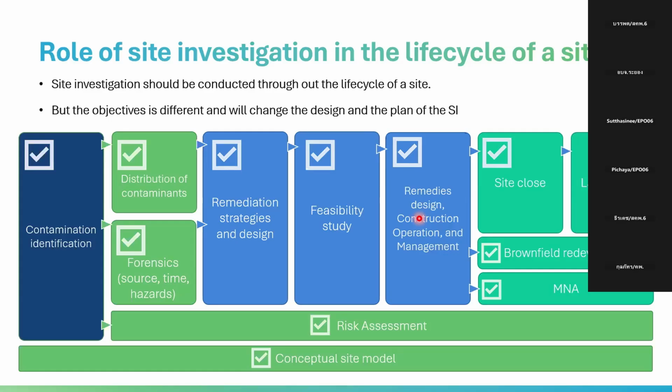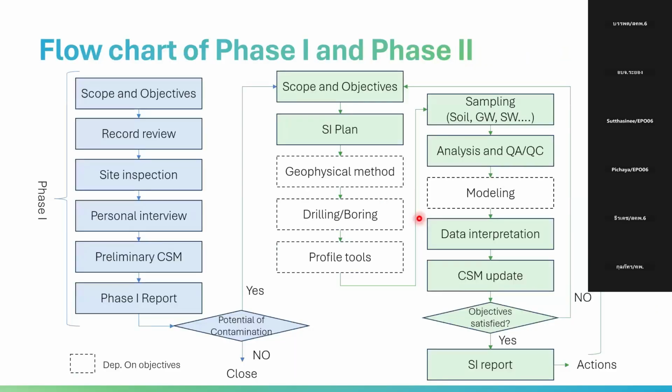So it's a totally different idea for doing the site investigation plan. The most important issue is your objective, your goal, your scope for the site investigation plan. This is the flow chart from phase 1 to phase 2. In phase 2, you have to set up your scope, your objective, and then finally design your site investigation plan. Based on your objective, you can choose different tools to help you understand what happened there.